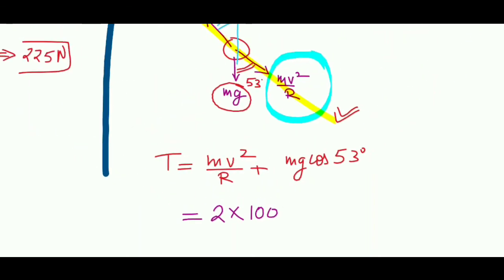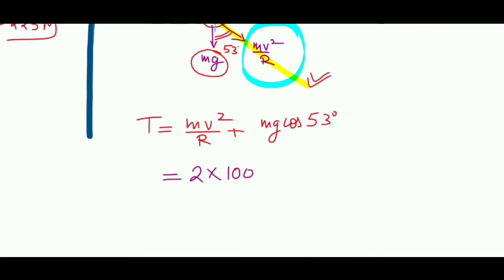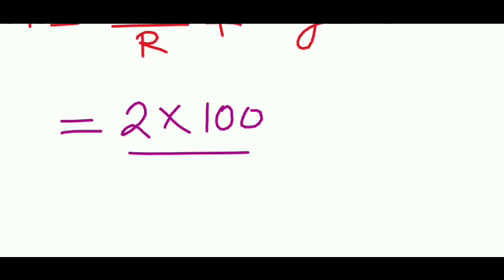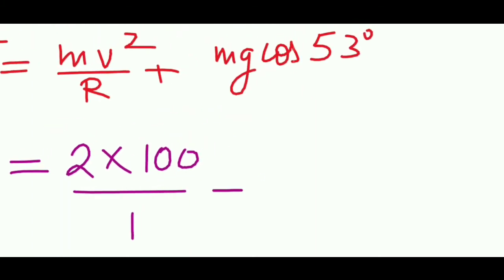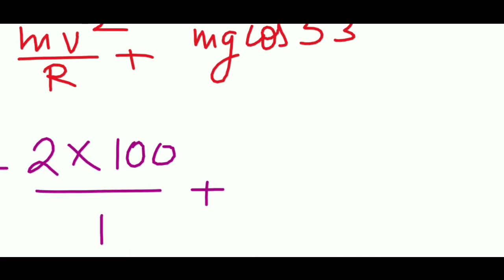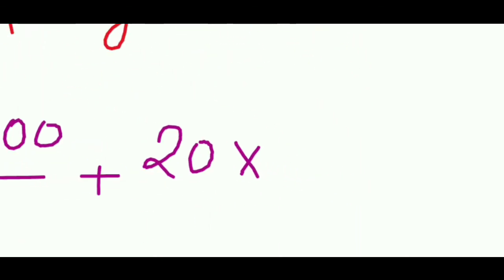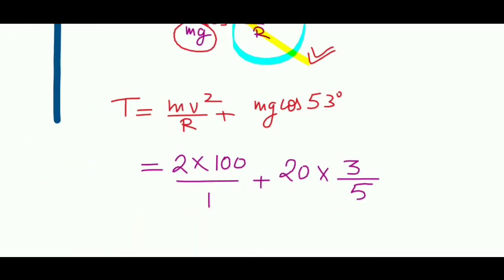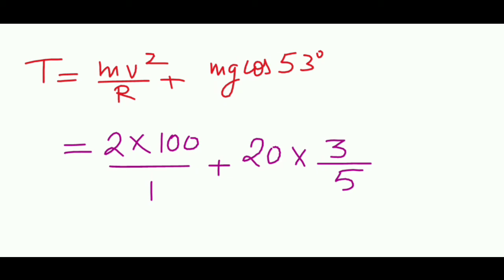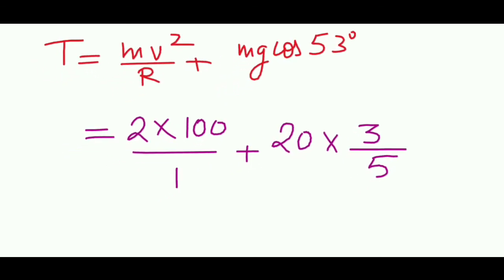Mass is 2 kg, and this is 10 square, so 100. It's given 10 square, right? Wait a second. Yes, correct. Velocity is 10, divided by 1, then plus mg, which is 20. So 20 multiplied by cos 53 degree. Cos 53 degree is 3 by 5. So this will become 5 4s are 20, 4 3s are 12. This will be 12 and this is 200, right?